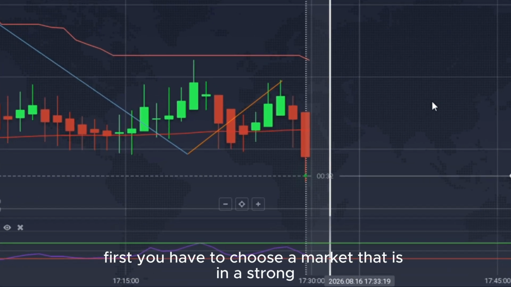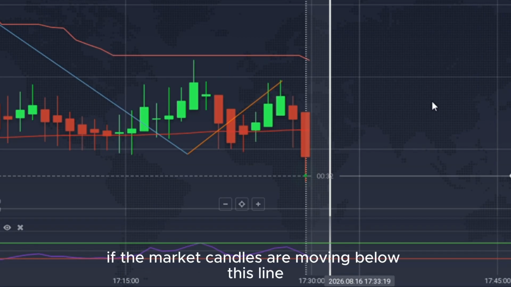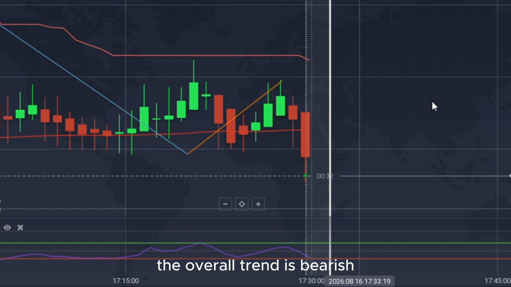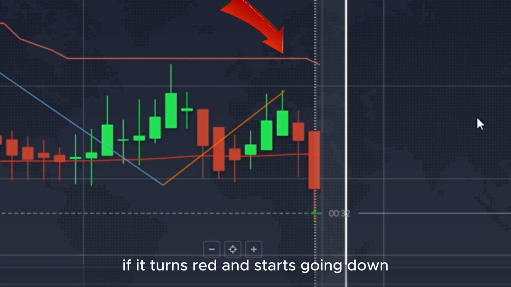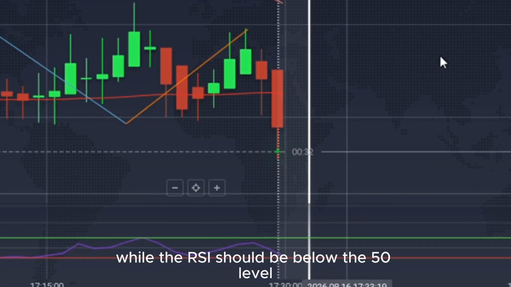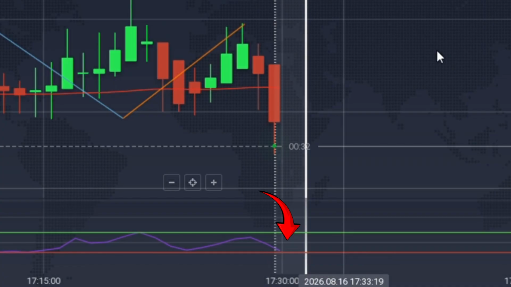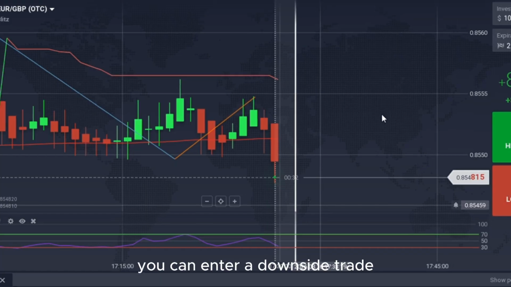First, you have to choose a market that is in a strong downtrend, like this one. Look at the red 100 EMA line. If the market candles are moving below this line, the overall trend is bearish. Then, check the super trend indicator. If it turns red and starts going down, that is another bearish signal. The zigzag line should also be moving downward, while the RSI should be below the 50 level. When all these indicators confirm the downtrend, you can enter a downside trade.